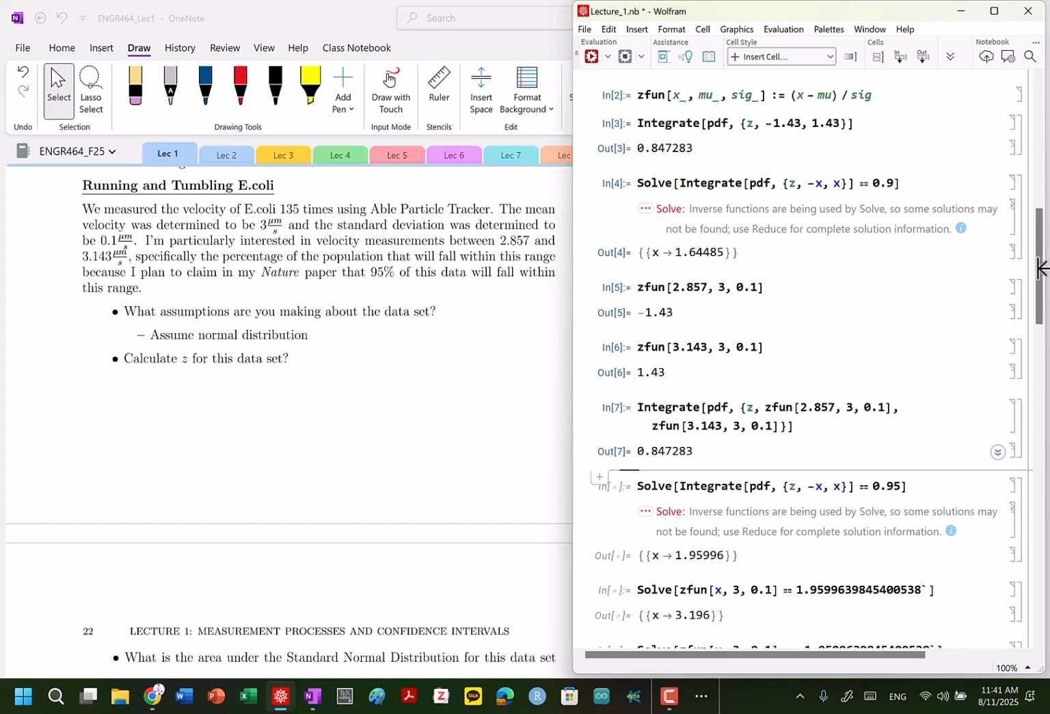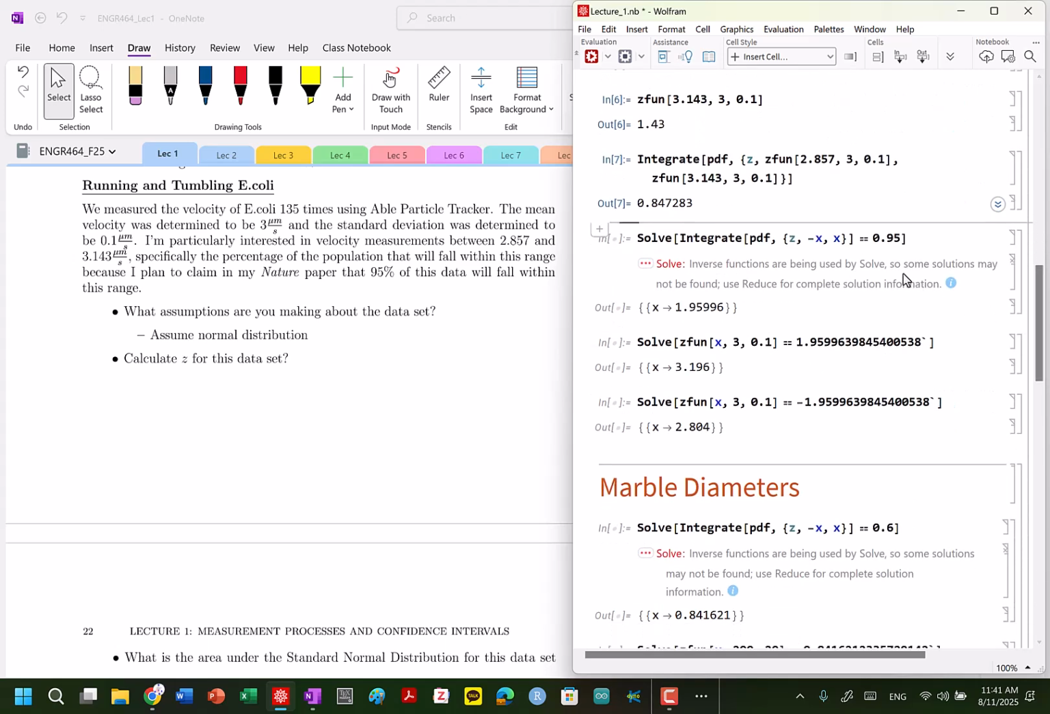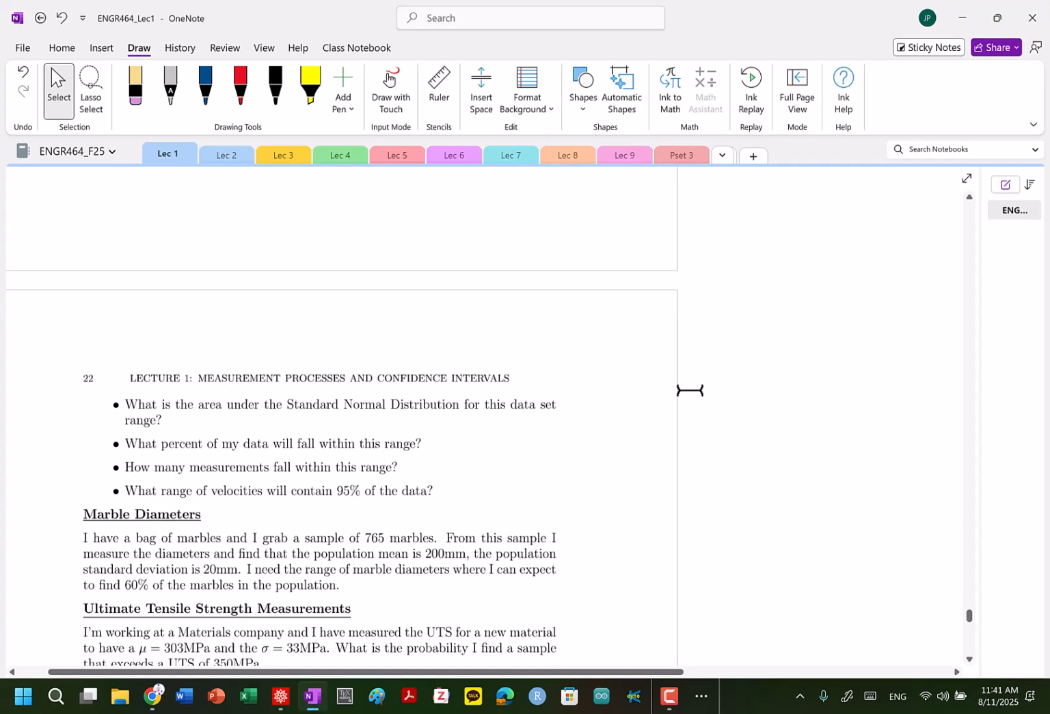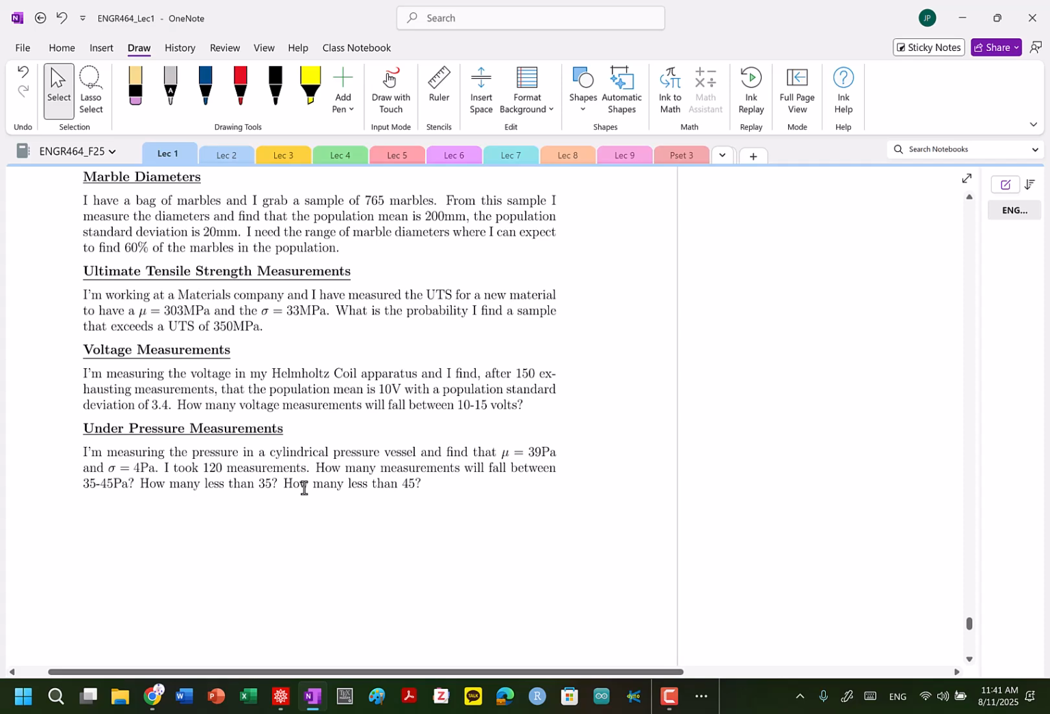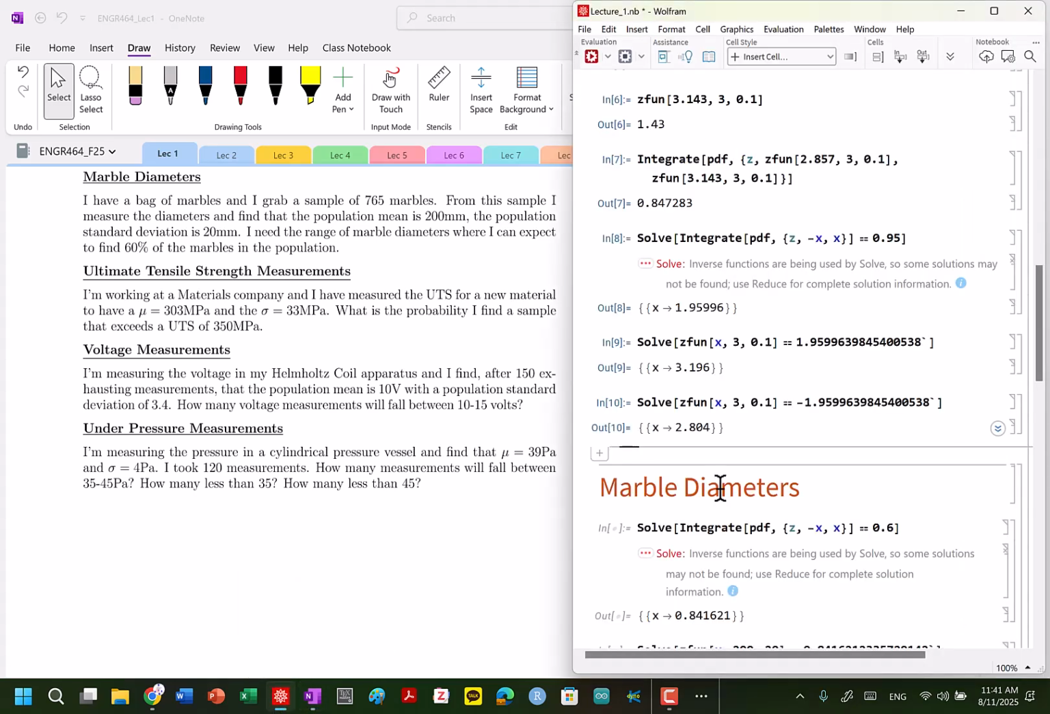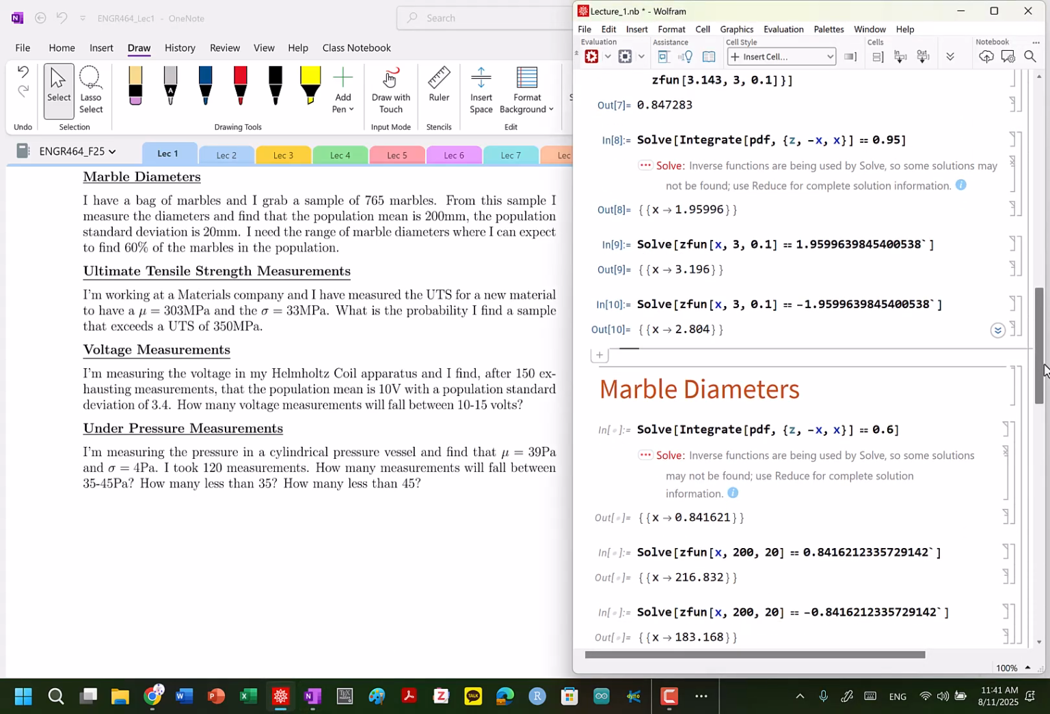So how can we actually find those values? Well, I'm going to go for 95%. My z will be plus or minus 1.96, and plugging in here and solving for x, my true measurands that give me 95% of my data will be 2.8 and 3.196. That makes sense because we had a smaller percent of the data to get 95. We need to widen those bounds effectively. Fantastic.